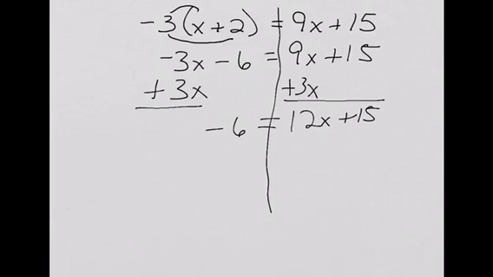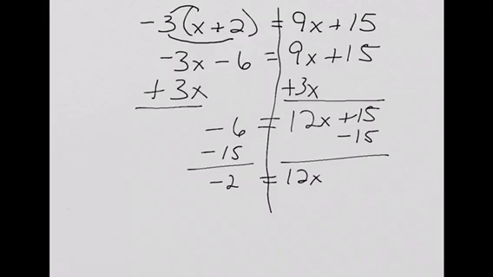Now, how do I move that plus 15? Well, I take it away by doing minus 15 on both sides of my equation, and I get 12x equals, in this case, that's going to be negative 21. So what I do next, I divide by 12, divide by 12. I get negative 21 over 12 equals x.